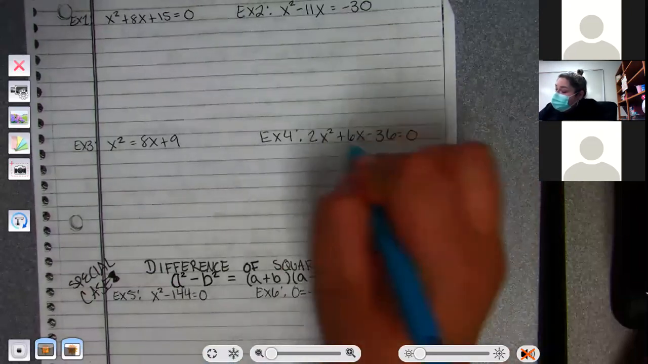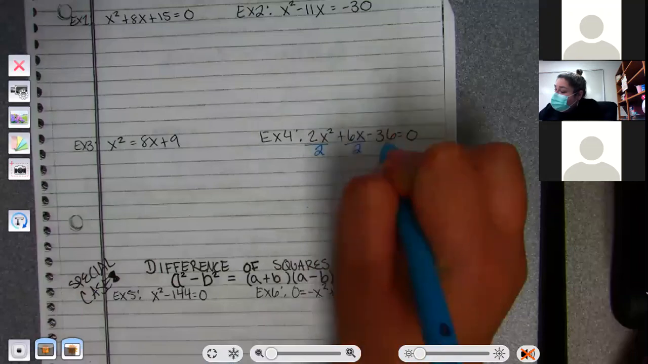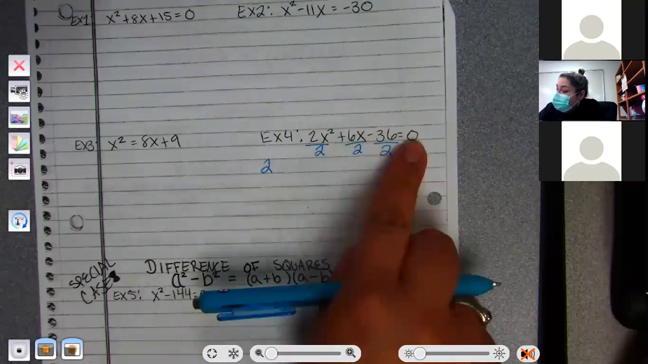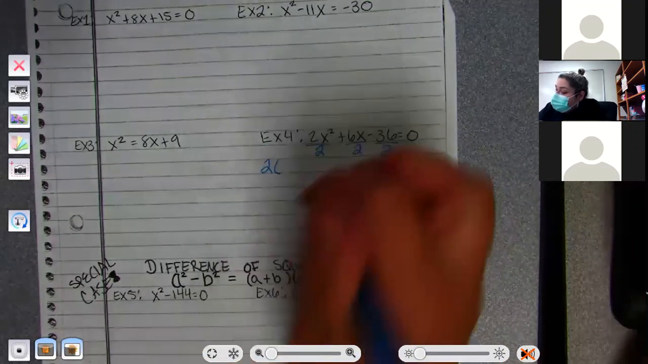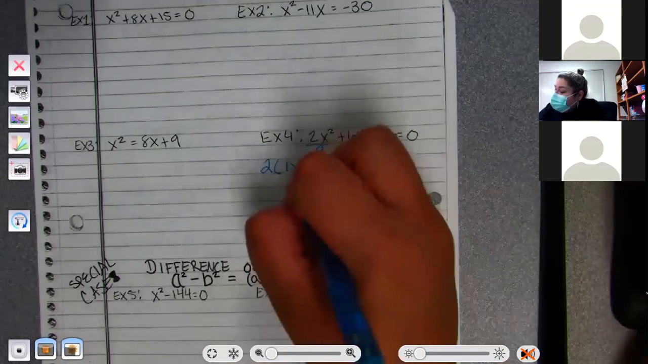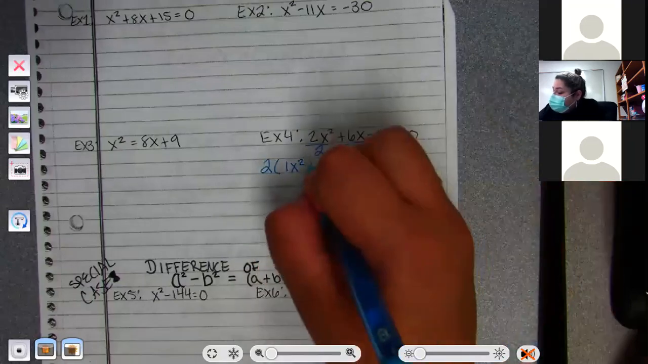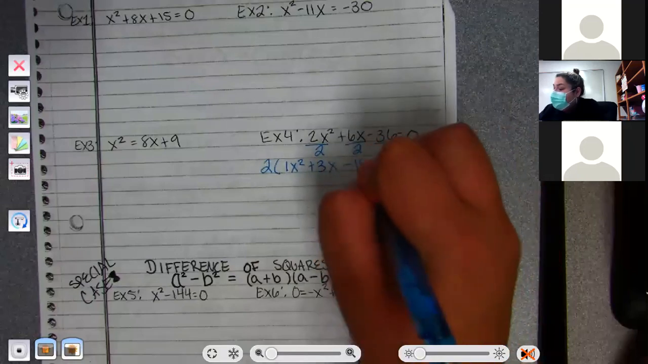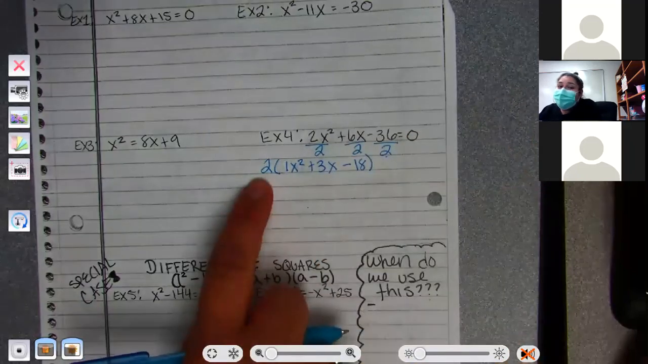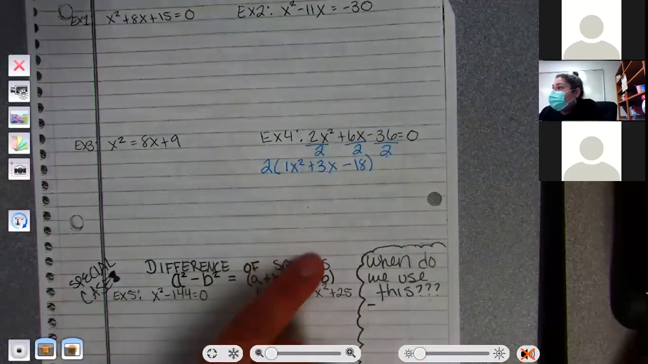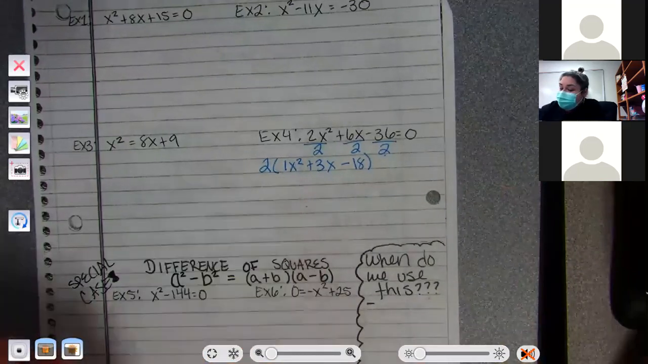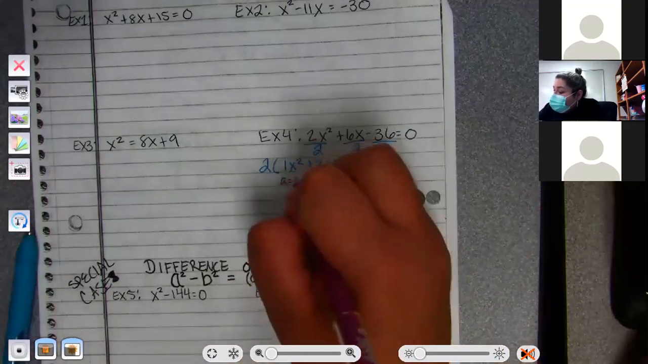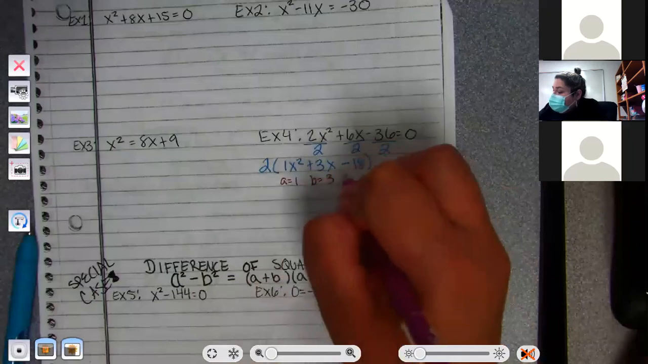So 2, right? So this is divisible by 2, this is divisible by 2, and this one's divisible by 2, which means I'm going to take out a 2 out of everything. So we're going to have 2 times 2 divided by 2 is just 1x squared. 6 divided by 2 is a positive 3x, and negative 36 divided by 2 is going to be a negative 18. Now remember, this 2 doesn't go away, right? You're just going to bring it down at the very end, okay? So now we can identify my A, B, and C from this inside portion. So A equals 1, B equals 3, and C equals negative 18.